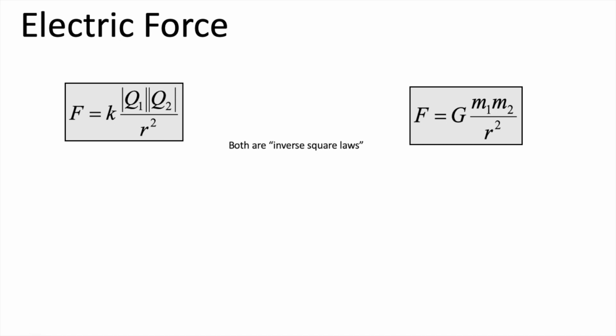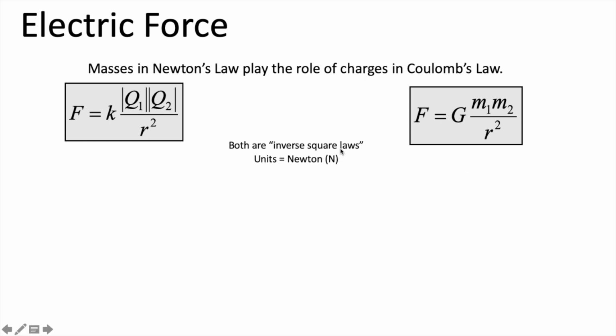So the magnitude of the force between two charges, as I was explaining, is proportional to the product of the two charges and inversely proportional to the square of the distance between them. This is very similar to Newton's universal gravitational law. Force is equal to the gravitational constant G, product of the masses, divided by the distance squared. They both are called the inverse square laws.